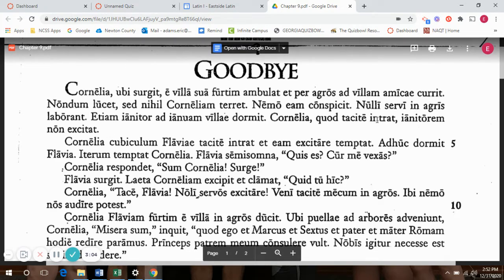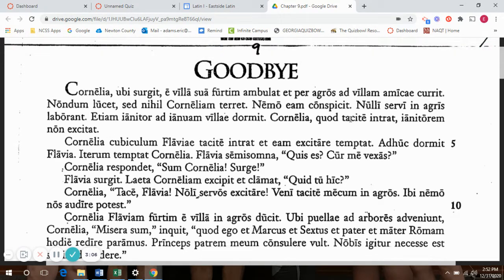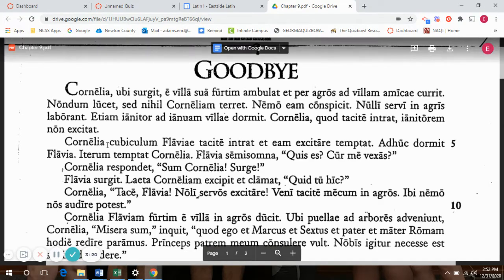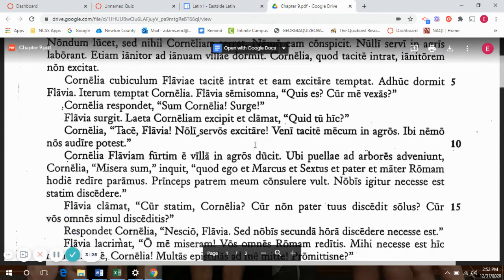So Cornelia, because she enters silently. Tacitus or tacita, masculine or feminine, would be the adjective silent, but when you take off the first and second declension ending from the adjective and replace it with a long e, it turns it into an adverb, and thus it is silently. So because she enters silently, non excitat, she does not wake up, ianitorem, the doorkeeper.